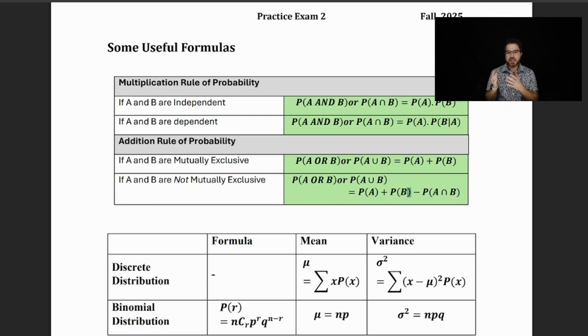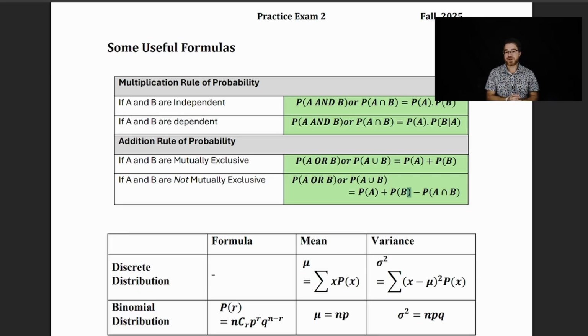We also give the addition rule for probability for both when A and B are mutually exclusive and when they're not mutually exclusive. If they are not mutually exclusive, we have that the probability of A or B, which is the union, will be the probability of A plus the probability of B minus the probability of A and B, right? Because you have everything from A, everything from B, and then you also have to take into account that you double counted that intersection, so you have to subtract that piece out.